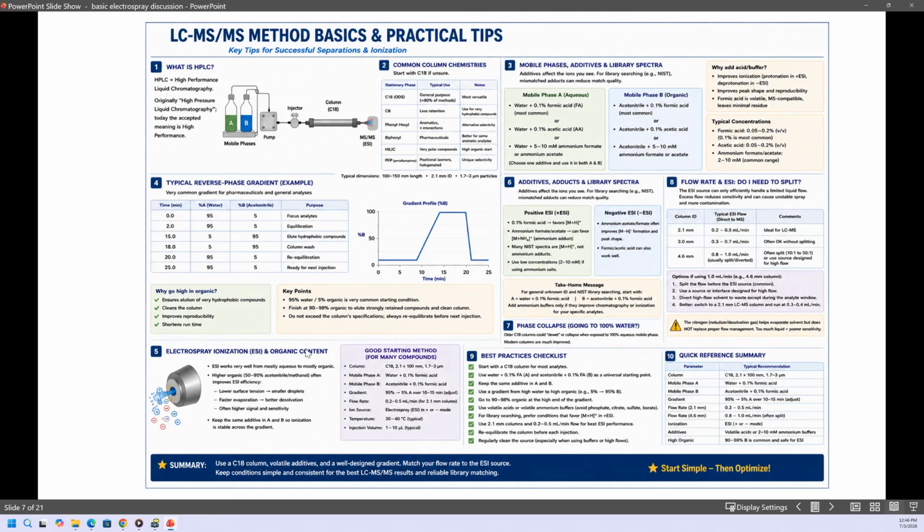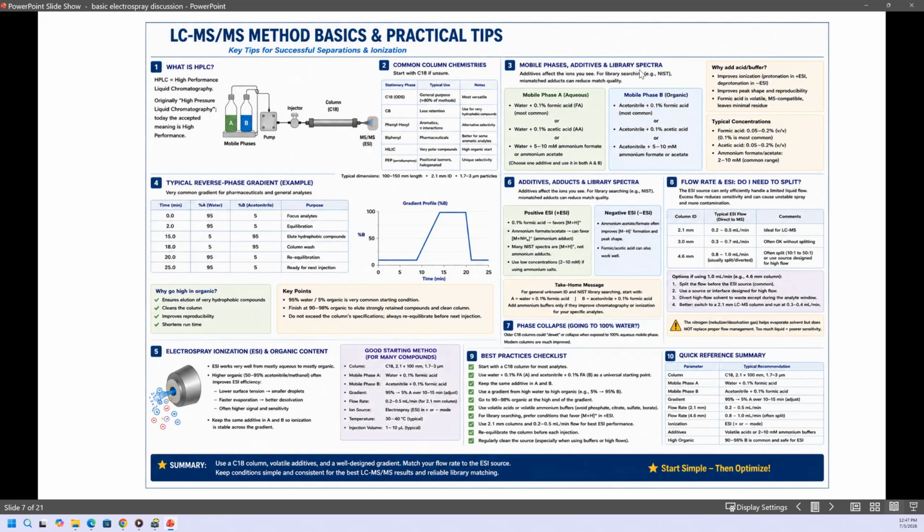If you want to develop an LC-MS/MS method, here's a basic outline and some practical tips on how to do that. Some typical reverse phase gradient examples. You start out at high water, and then you push it to higher organic to get things that are retained, more lipophilic, or ones that stick to the column. You have to go to higher organic. But again, you have to pick systems that go along with the mass spec.